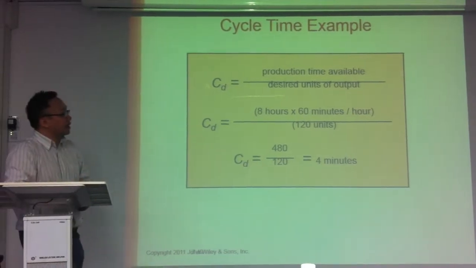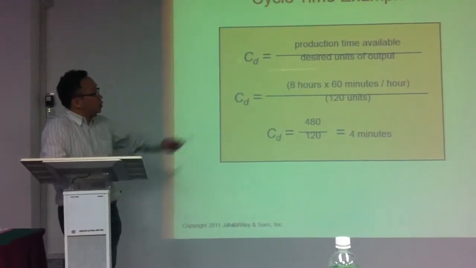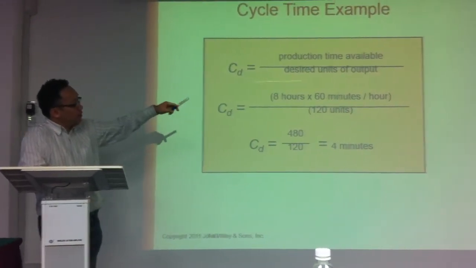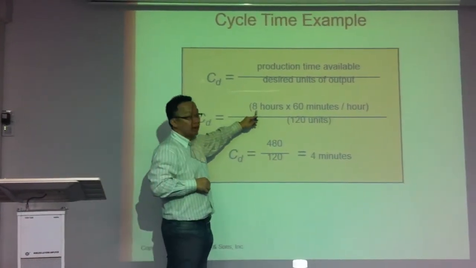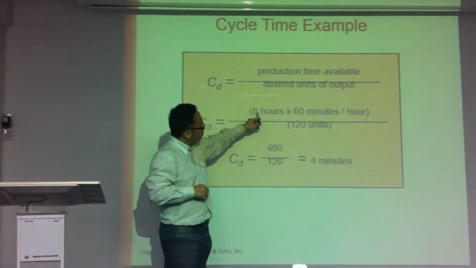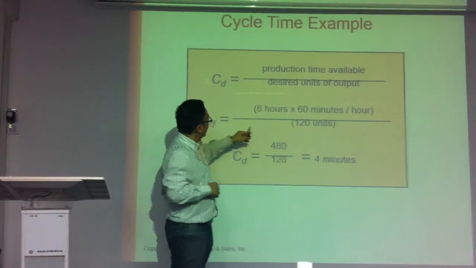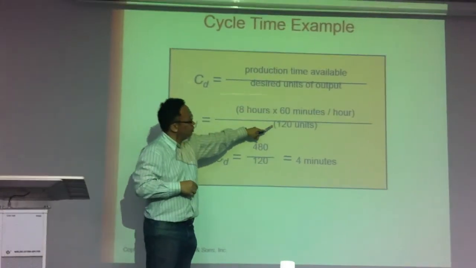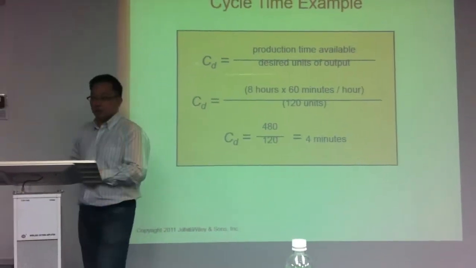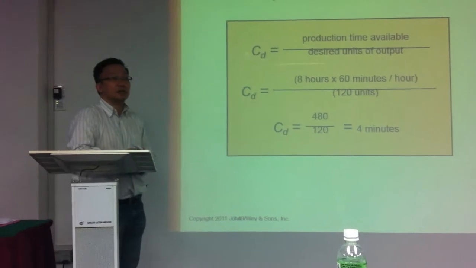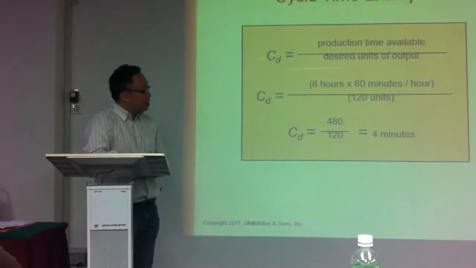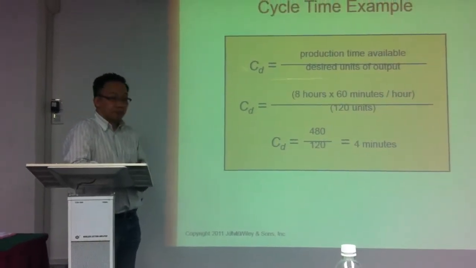Cycle time. What is a cycle time? A cycle time means we calculate the production time available. For example, if you work 8 hours per day, we convert that to minutes, divided by how many units we need to produce. That means 4 minutes. Now, in the case of this morning's games, how do we calculate cycle time?